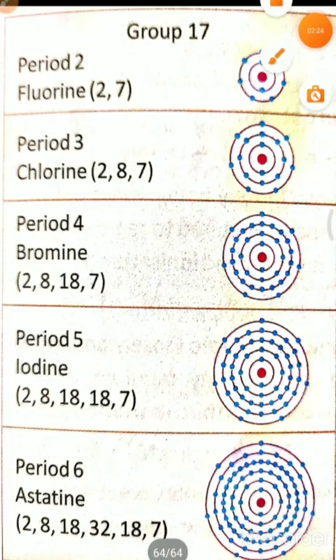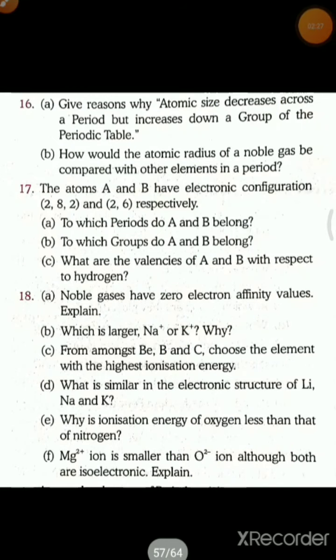Okay, the next question: how would the atomic radius of a noble gas be compared with other elements in a period? At that time I told you that inert gases are measured in van der Waals radii, while the others are measured in covalent radii. That means van der Waals radii are larger than covalent radii. It is for this reason that noble gases are very large in size compared to other atoms. So your 60 number is completed.